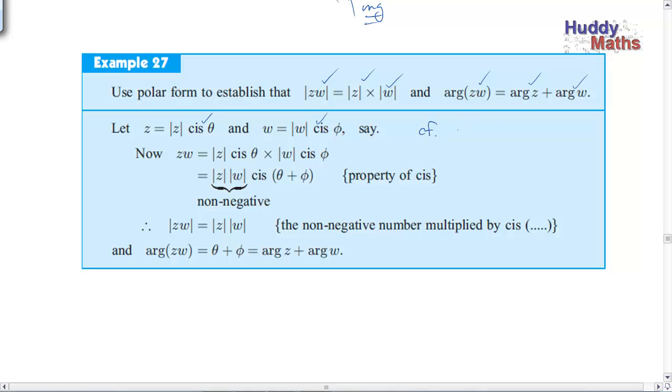Compare with a plus bi and c plus di in Cartesian form. Okay, back with that sort of form. Let's have a look at the product of the two. There we have it. You multiply the two moduli together, add the arguments.